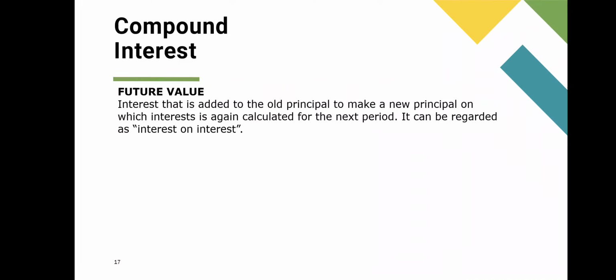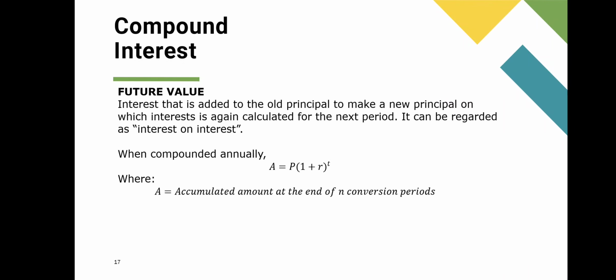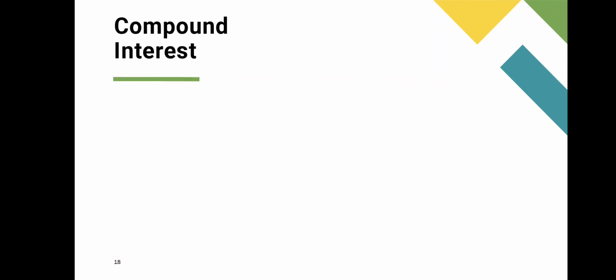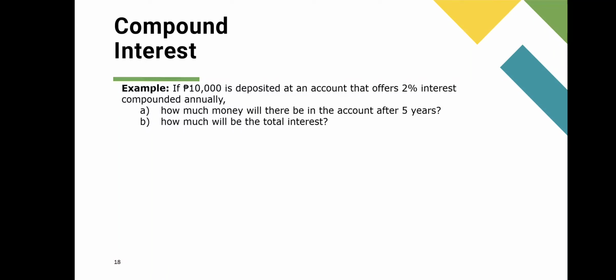However, when compounded annually, we have the simple formula A equals P times 1 plus r raised to t, where A is the accumulated amount, P is the principal amount or present value, r is the interest rate, and t stands for the time. So, we have here an example.